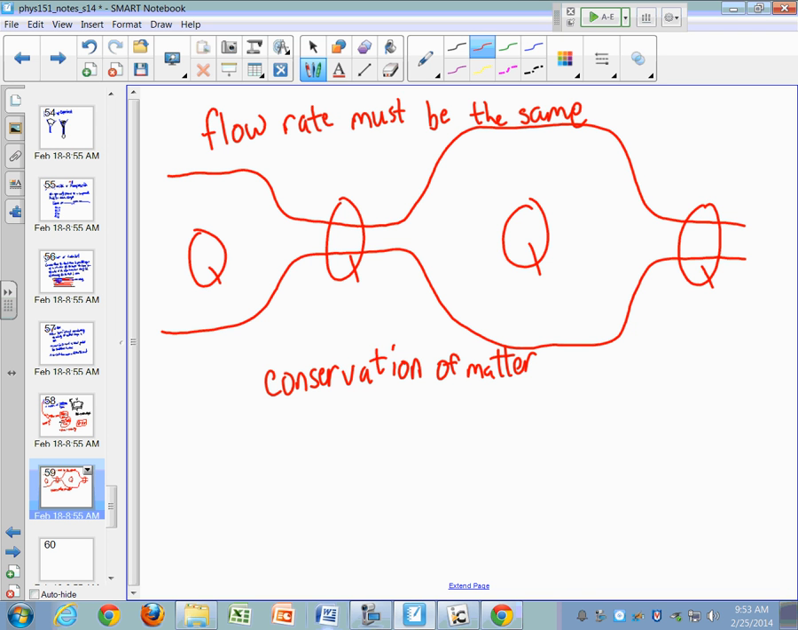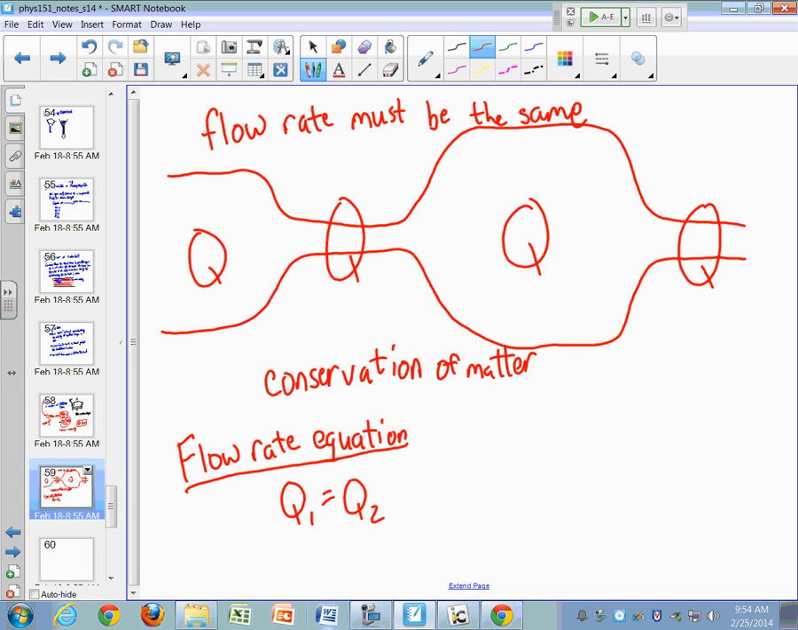Now, this brings up the flow rate equation. Your book calls it the flow rate equation. I've heard it more commonly called the continuity equation, but I don't think it matters that much. We'll just call it the flow rate equation. It just says that Q at one point has to equal Q at another point. My flow rate has to be the same at different points in the system.